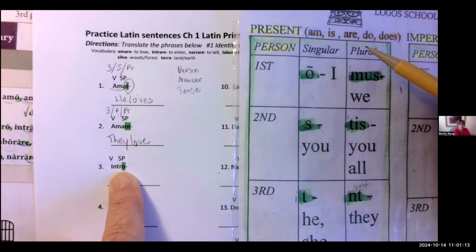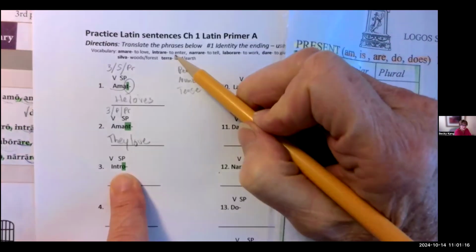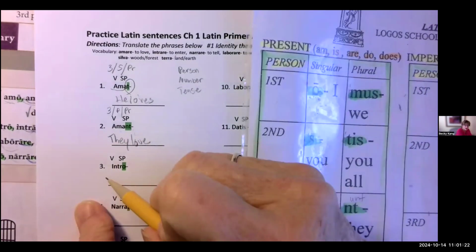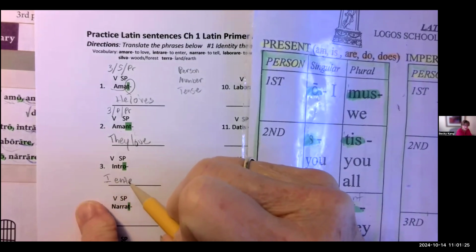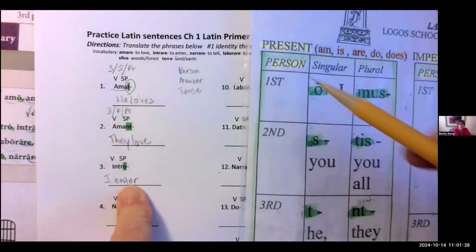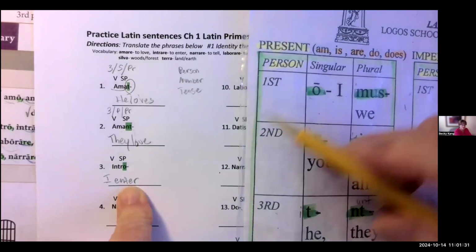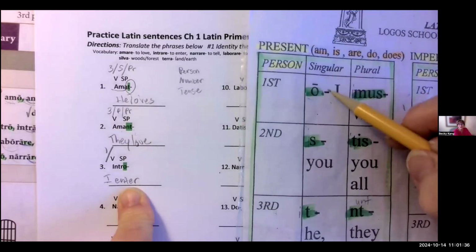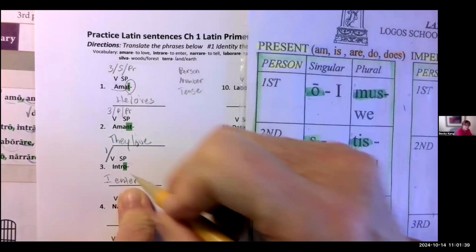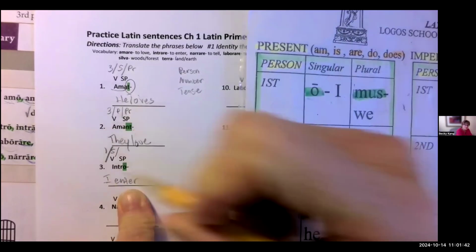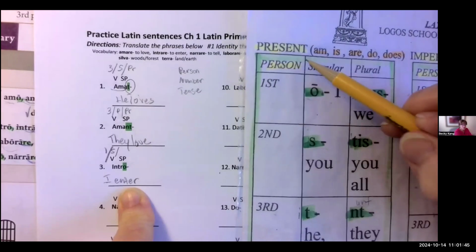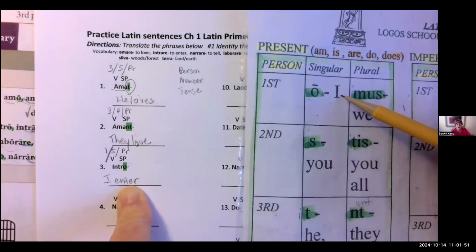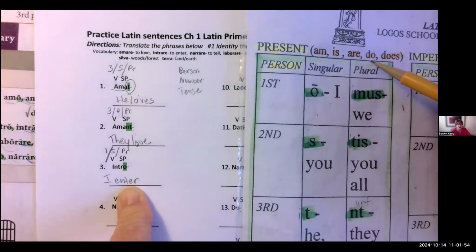Okay, intro. Well, what does intra mean? It means enter. So it has to do with enter, but the ending is O. O means I. So it's I enter. And let's answer these 3 questions. What person is O? What does it say right there? It says first. What number is O? Is it under the singular column or the plural column? It's under the singular. And what tense? Well, to be honest, we're only learning the present tense right now, so the answer is always going to be present. Your choices for translation are I enter, I am entering, I do enter.